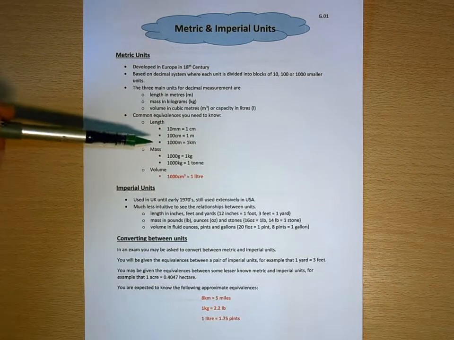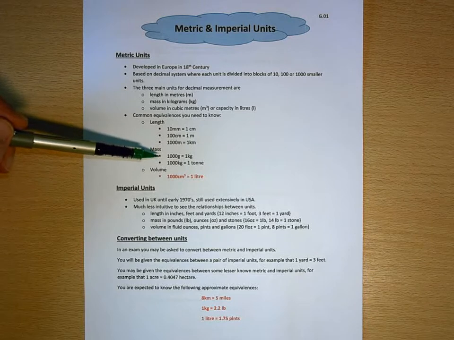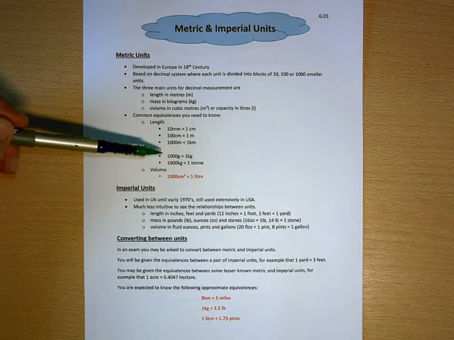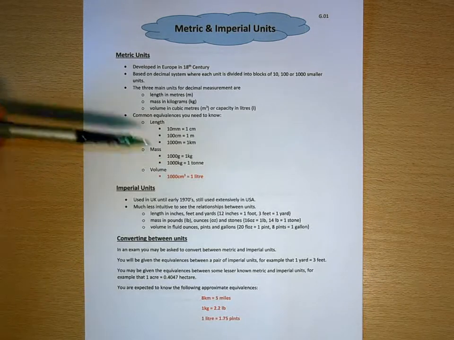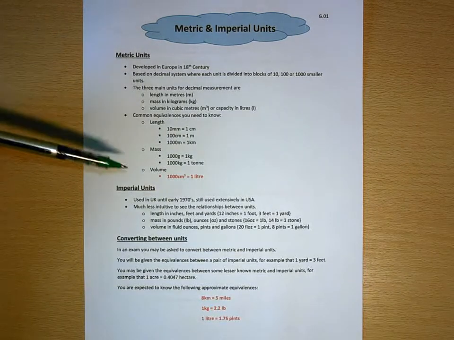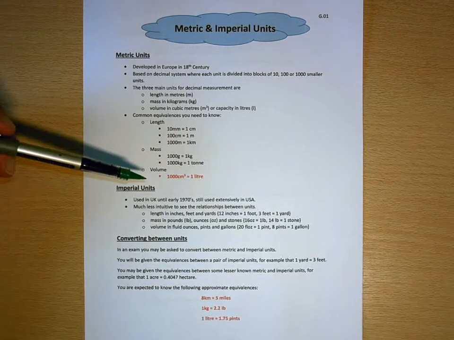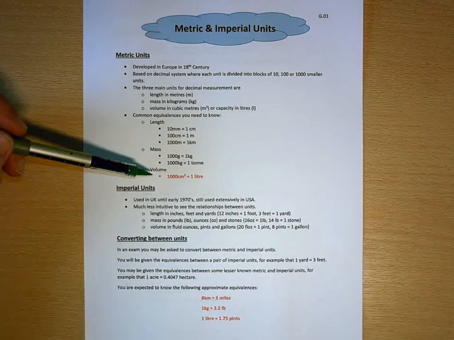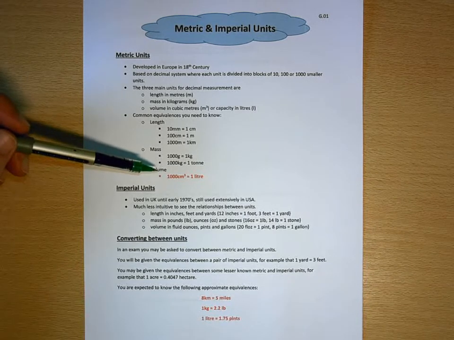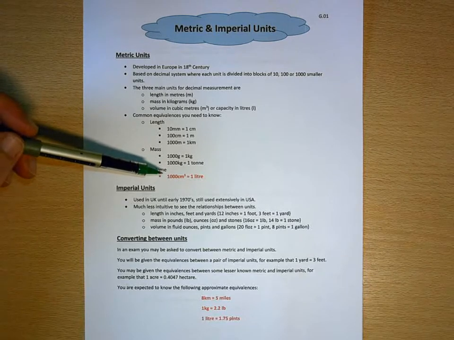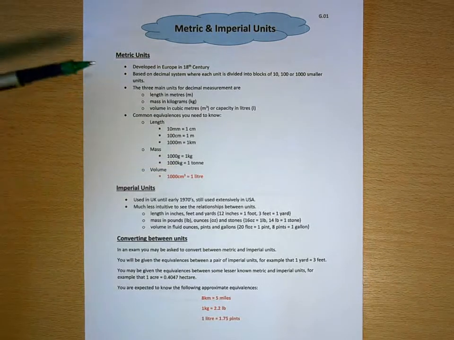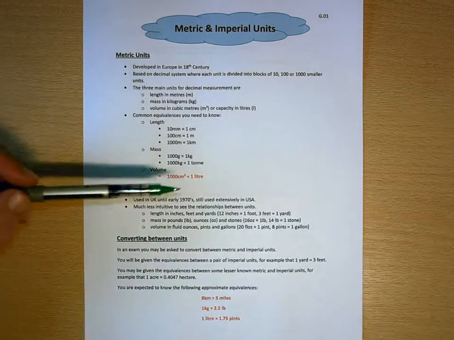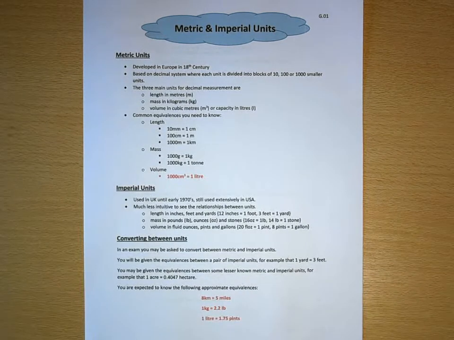For mass, the most common ones you would need to be familiar with are that there's 1,000 grams in a kilogram and 1,000 kilograms in a ton. And for volume, a relationship that is really important that you know is the relationship between volume and capacity, where a volume of 1,000 cubic centimeters is equivalent to 1 litre, and that is tested a lot.